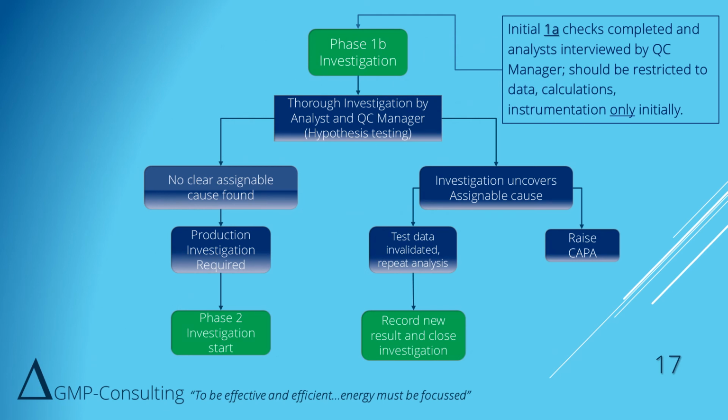So this flowchart briefly explains what happens when you get to phase B. The QC manager would have to come up with a hypothesis as to what they think's going on with the results, and on the left hand side, if the QC has done all its checks, it checks all its records and everything checks out fine, there's clearly no assignable cause found. The only answer therefore is the product. So production investigation is required and phase 2 starts. If the investigation uncovers an assignable cause in the lab, then they can invalidate the test data, repeat the analysis and record a new result and close out the investigation. And they would also have to raise a CAPA to prevent whatever happening again.